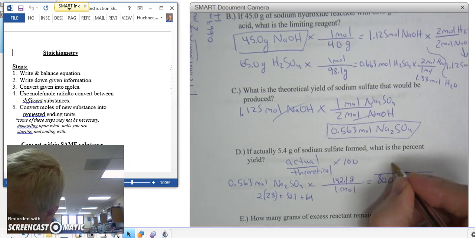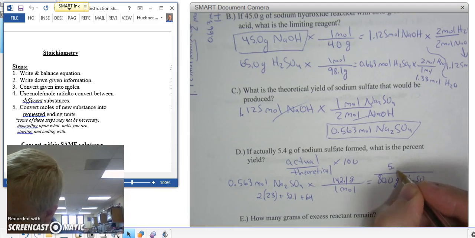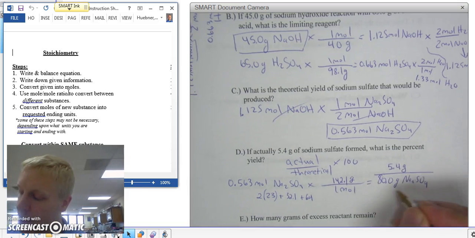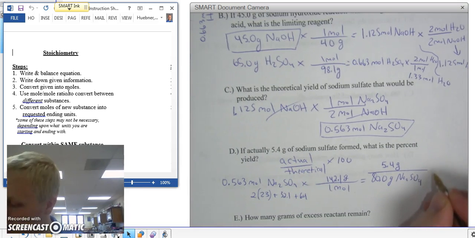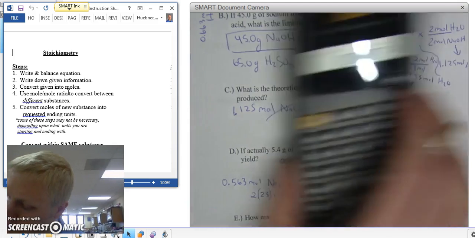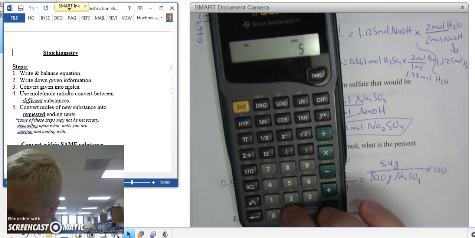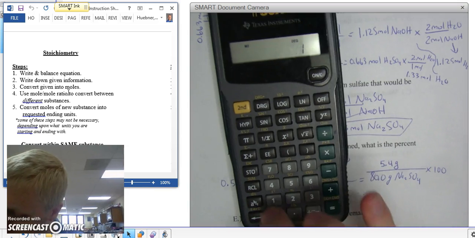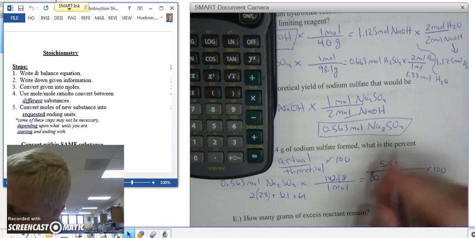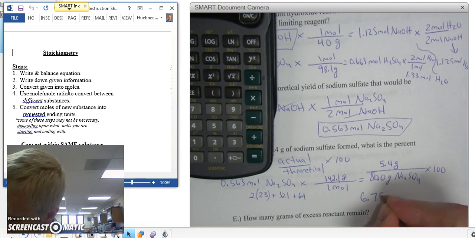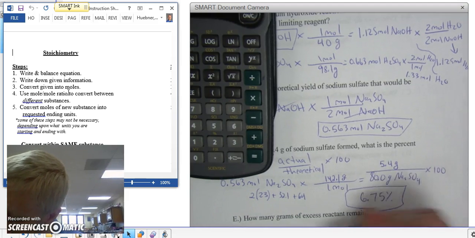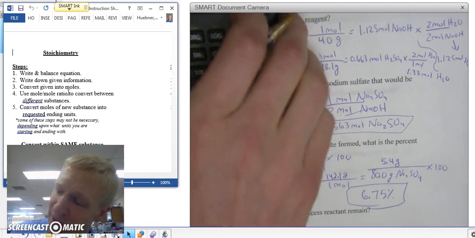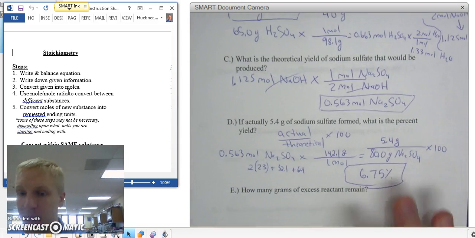I'm going to take 5.4 grams that actually formed and divide by my theoretical, times it by 100. 5.4 divided by 80 times 100 gives me 6.75 as my percent yield. It's a very small percent, but it happens.